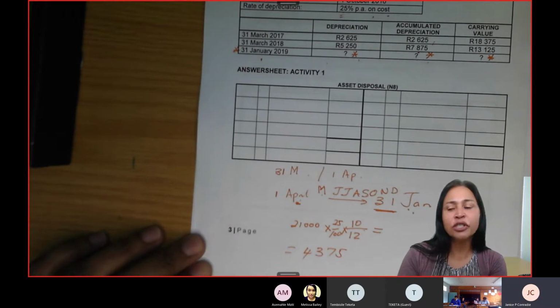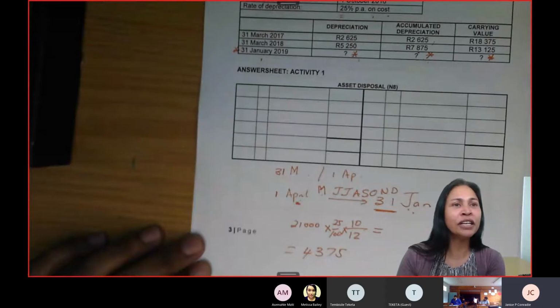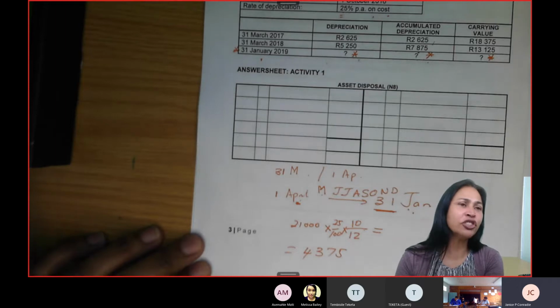Now you'll notice that I'm first doing all the calculations, because once you get the calculations right, then entering in your asset disposal account becomes easy, because it's just a matter of finding the contra accounts and you have all the calculations ready. And this is the type of procedure that you deal with in an exam as well.